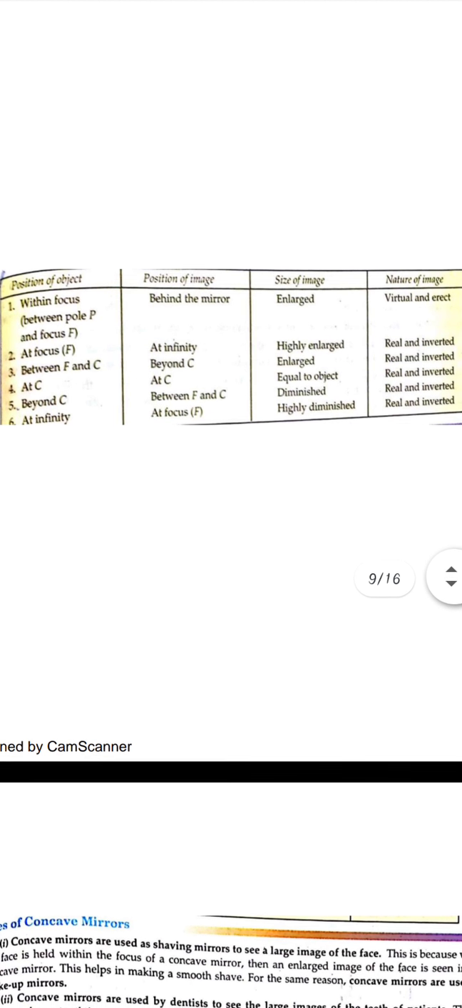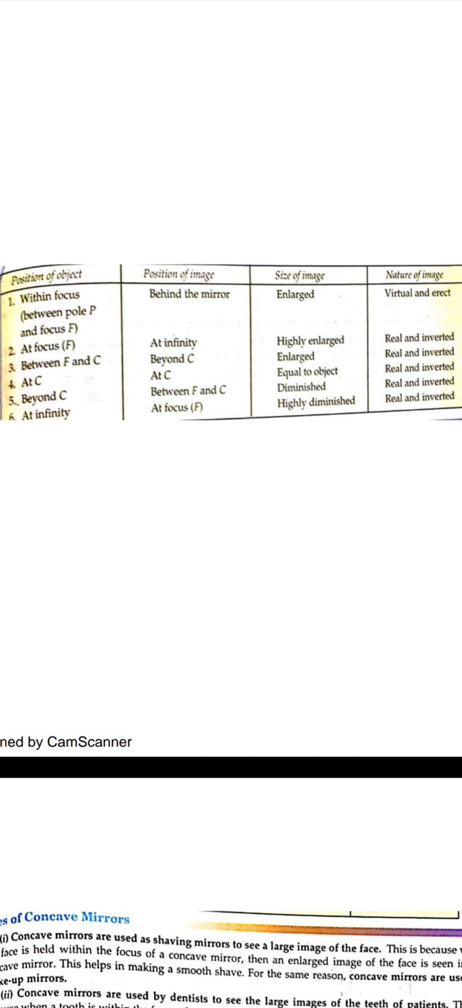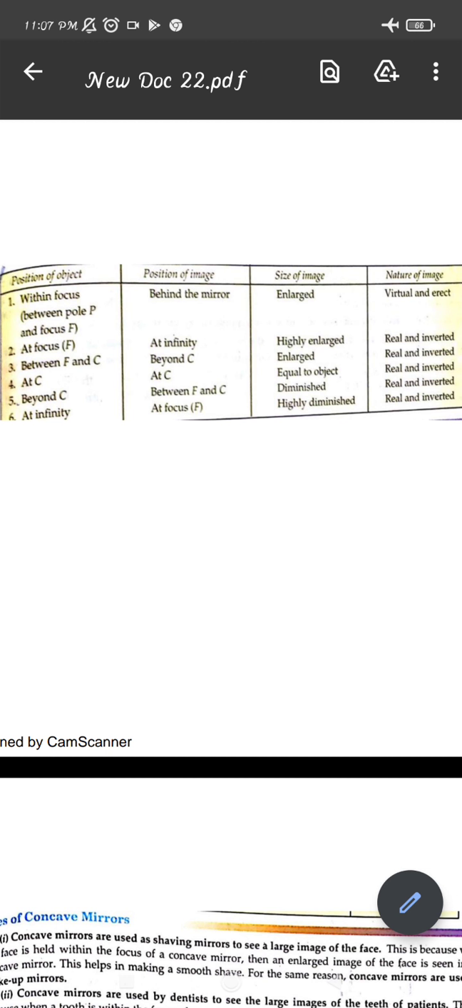The image in this case is real and inverted. Formed in front of the mirror, the image is real, and a real image is always inverted. When the object is kept at C, the image will also be formed at C, inverted, so it is a real image. Similarly, when the object is kept between F and C, the image will be formed beyond C. So some points are reciprocal to each other, and you can remember them easily.